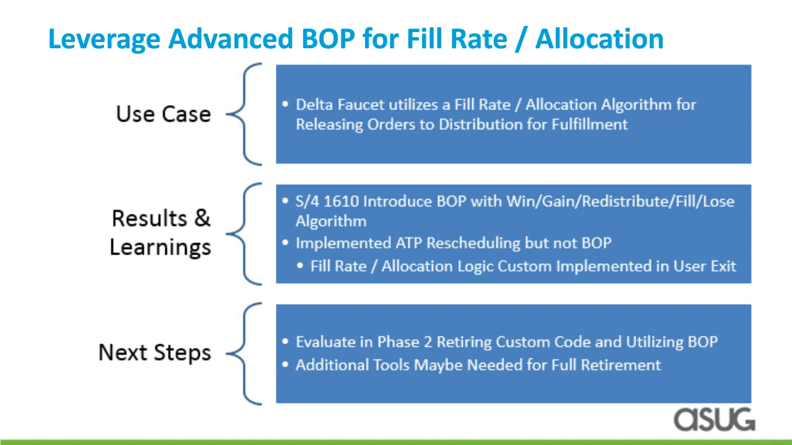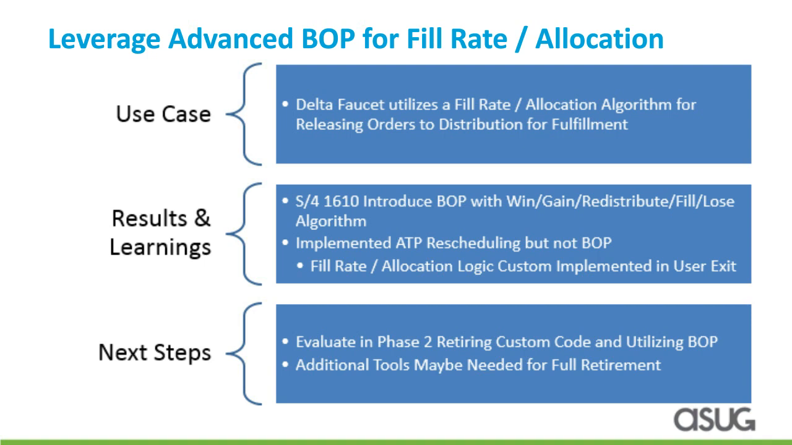Instead of having 3 levels of stratification in the BOP algorithms, you now have win, gain, redistribute, fill, and lose in the algorithm. So you've got 3 levels instead of 5. I would say that if you need that, it's there. Most don't need it, but I don't think that really was an influencing factor for us. But we do use quite a bit of backorder processing and using that to do allocation right now.